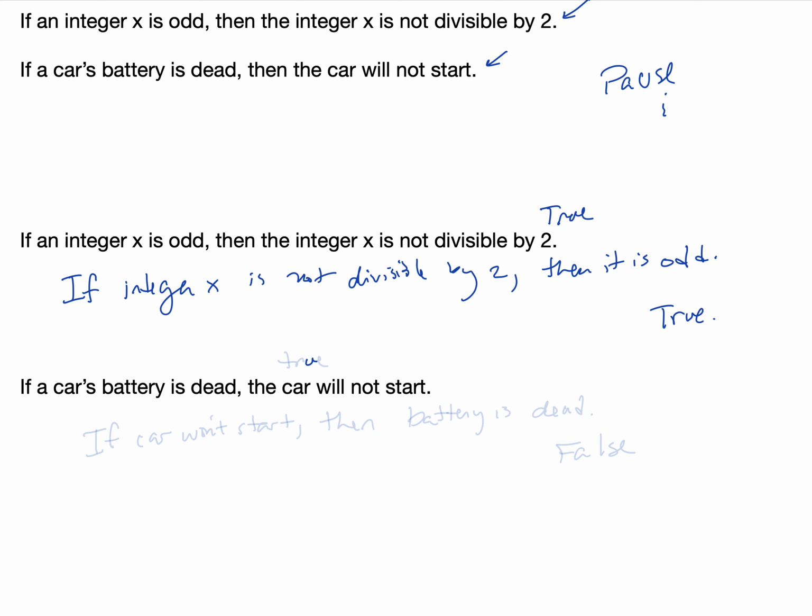Next, if a car's battery is dead, then the car will not start. So the converse of this would be, if the car won't start, then the battery is dead. So I'd say that this statement is false. The converse is false because there could be other reasons the car won't start. Maybe somebody took the engine out. There could be a lot of reasons that the car might not start other than the battery being dead. So this if-then statement is false, whereas the statement, if the battery is dead, the car will not start, we could say is true.